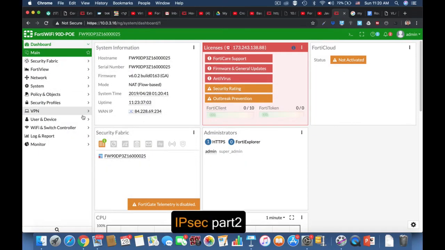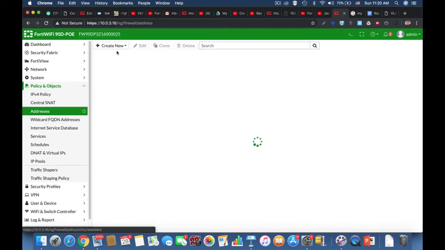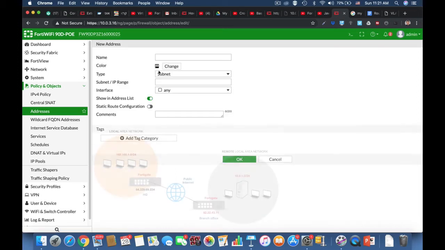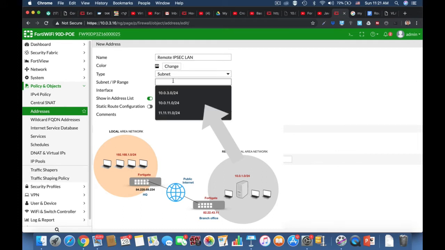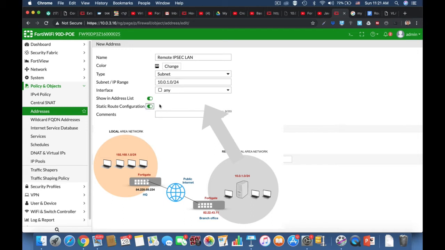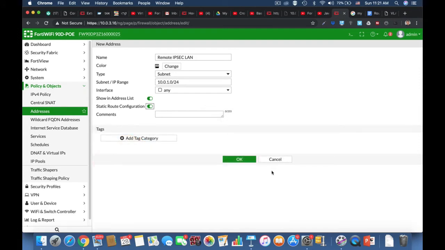Alright, so we're progressing. Now let's create a firewall address object for the remote local area network that we want to establish a tunnel to. So let's create one. Let's name it remote IPSEC LAN. That's a subnet at 10.0.1.0/24, and let's use this static route configuration so we can use it later on in our static route configuration.